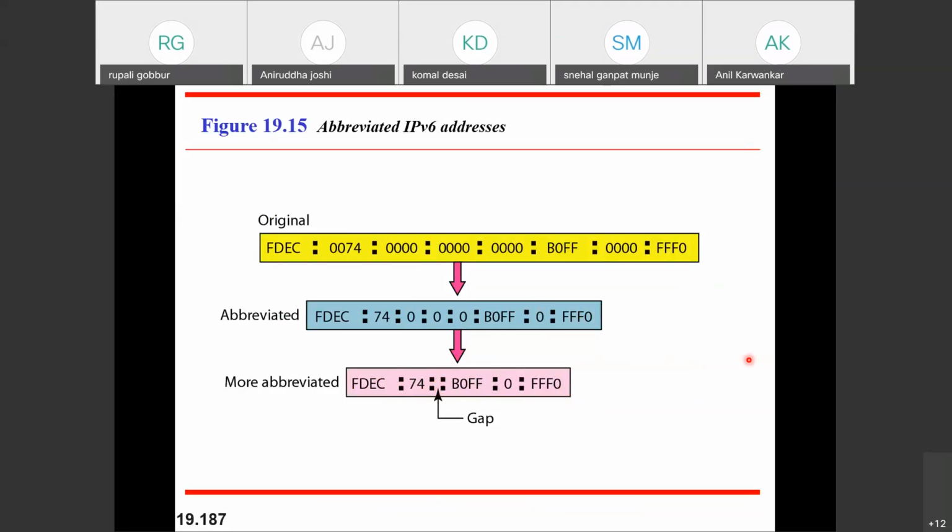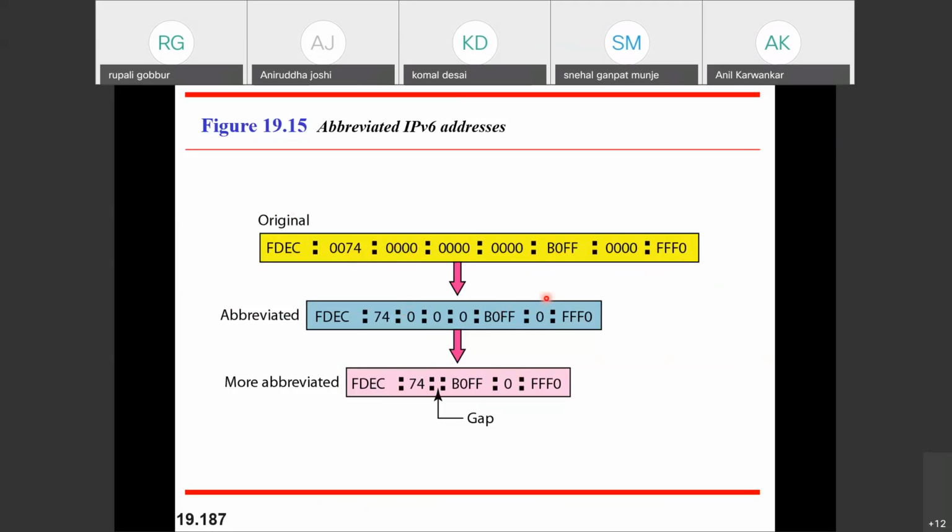See here, now the original address is FDEC colon 0074 colon 00. This is a 128-bit address represented by hexadecimal configuration, 16 16 16 16 16 16 16. This particular original configuration can be abbreviated. If it's all zeros, then it's abbreviated to 0. If there is a single 0 within a group, then it cannot be abbreviated. If it's B0FF, it's taken as B0FF.